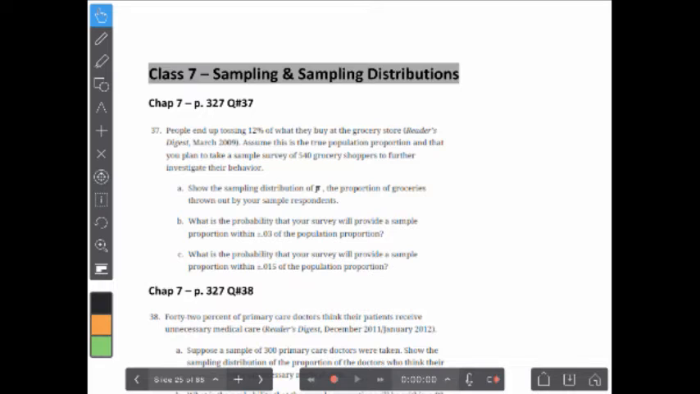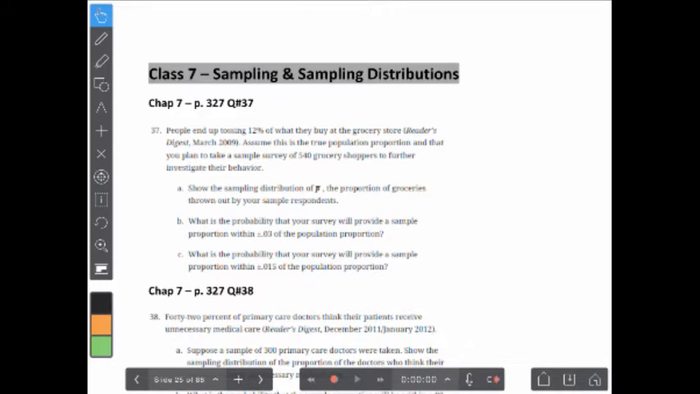People end up tossing 12% of what they buy at a grocery store. That came from the Reader's Digest, March of 2009. Assume this is a true proportion, and that you plan to take a sample survey of 540 grocery shoppers. Show the sampling distribution of P-bar. So first of all, we're told that people discard 12% of what they buy, and we want to take a sample of 540 grocery shoppers.